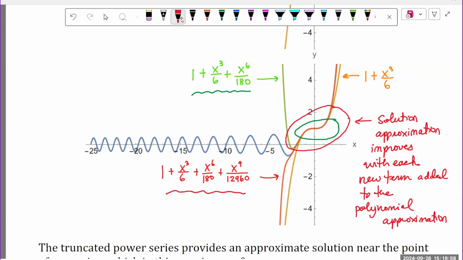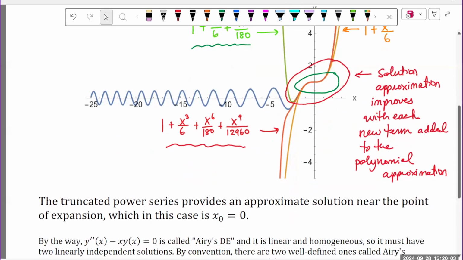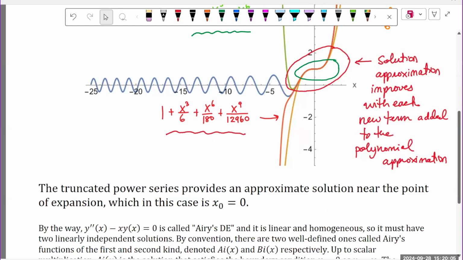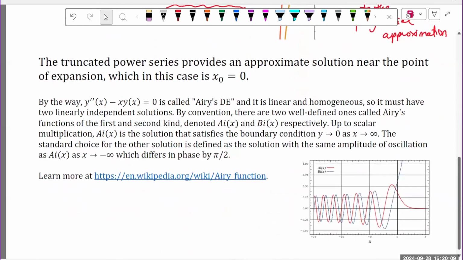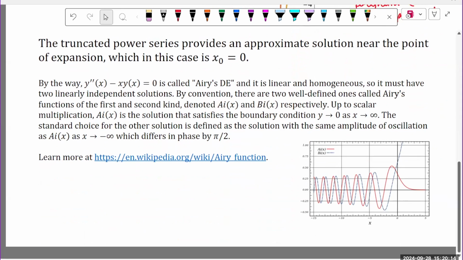So we can see here that even though we don't go out to an infinite number of terms, the truncated power series is going to give us a reasonably good approximate solution near our base point, or our point of expansion. And what we see here is an actual plot of two of the Airy functions. Remember that there should be two linearly independent solutions. You can read more here.